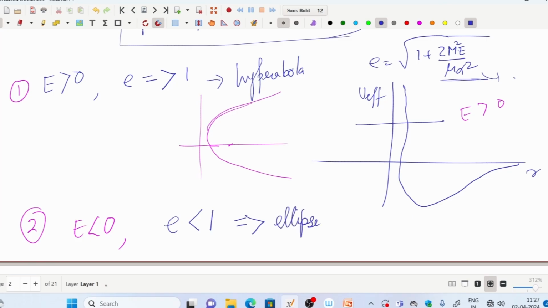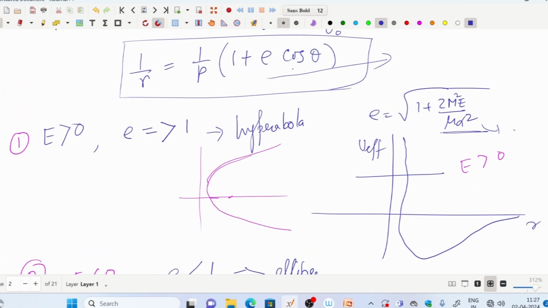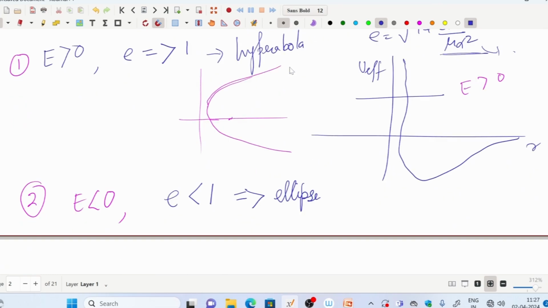Okay. Eccentricity less than 1, this equation will represent the equation for an ellipse. So, ellipse. Now, what information do we obtain from our plot of U effective? You remember U effective, let me write it: m square by 2 mu r square minus alpha by r. So, this was our U effective.